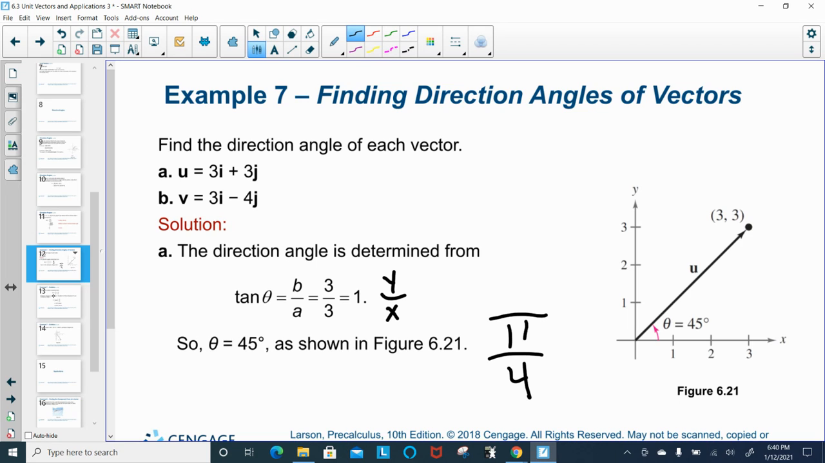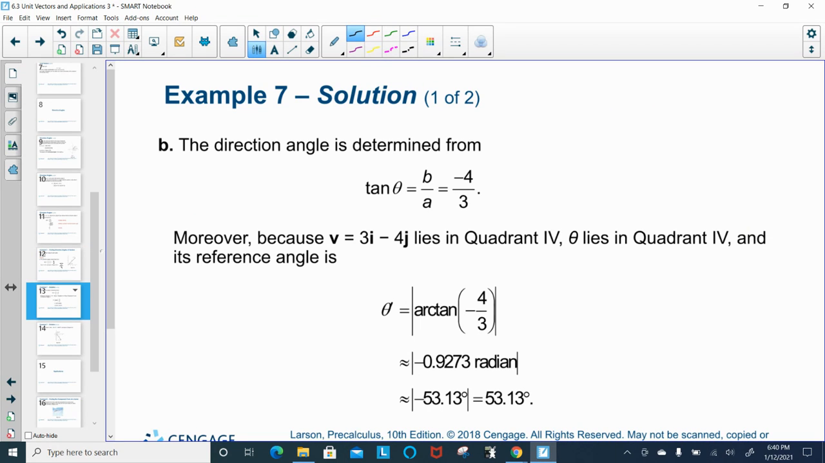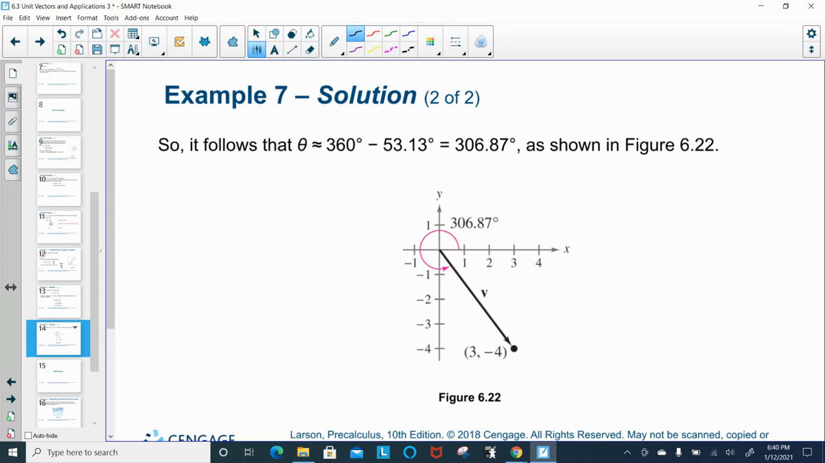For letter B, we have a 3 and a negative 4. Now that doesn't match anything on our unit circle, so we would need to use the calculator for that. And because that's in quadrant 4, remember that we're going to add 360 to that. And that'll give us the 306.87.